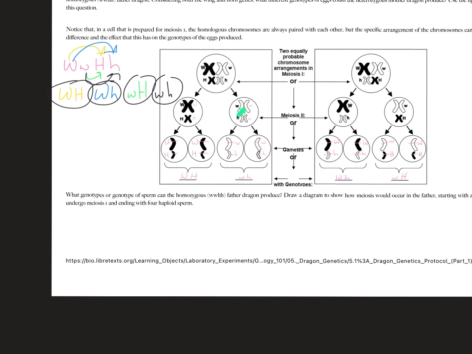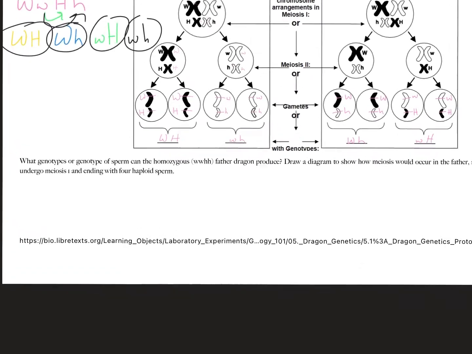Homologs separate first, and then the sister chromatids separate. All right, what genotypes or genotype of sperm can the homozygous father make? Now, this we don't even have to do FOIL for, because how many different kinds of sperm can he make? He can only make one kind. Little w, little w, little h. That's all you can make. Little w, little w, little h. That's it. That's all you can make.